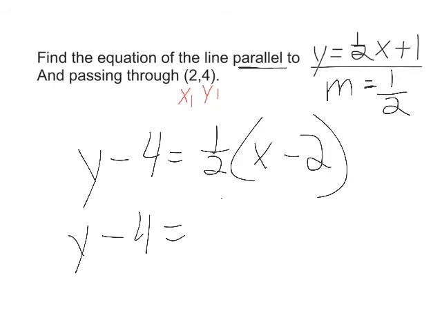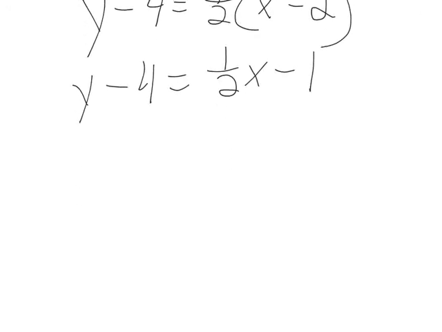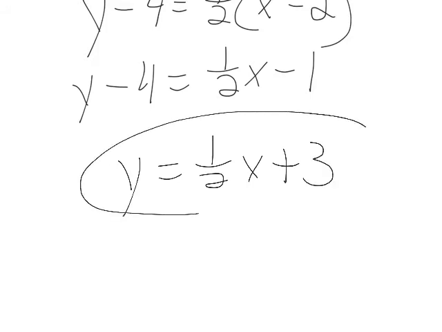Distribute the 1/2. 1/2 x minus 1 is what we get. Scoot up a little bit. Now move the 4 over. So y is equal to 1/2 x. If I add 4, I get plus 3.